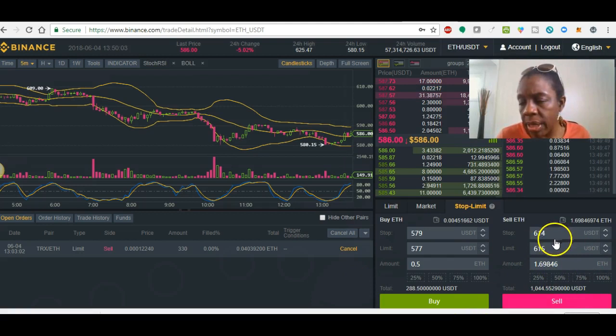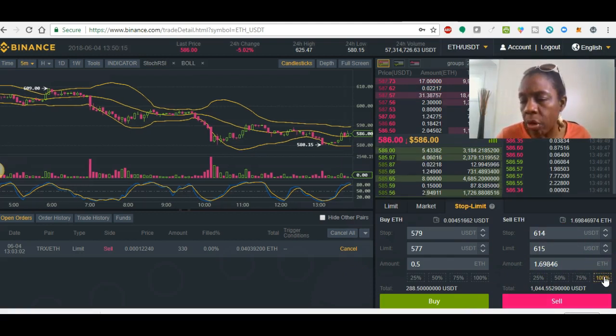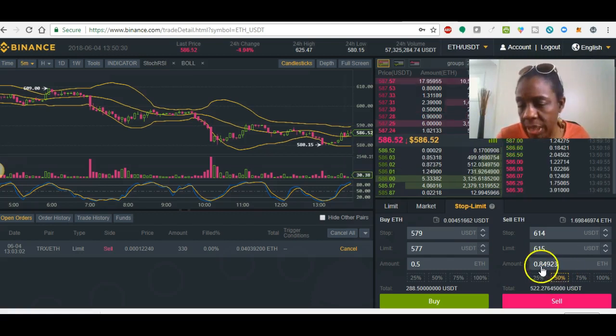Okay, so click 100 if I want to sell all of my holding, and if I do, it will net me this amount, but I don't want to sell all of my holding. I only want to sell half of it. So I'll click half, and eventually it changes that amount to half of my holding. It'll net me this amount, $522, at this price of $615.